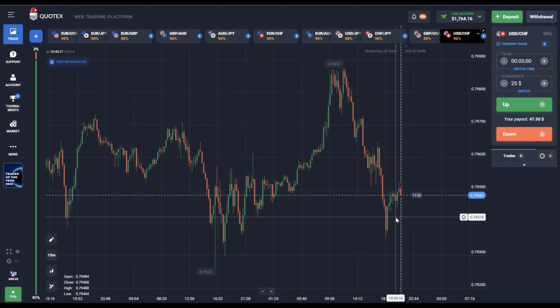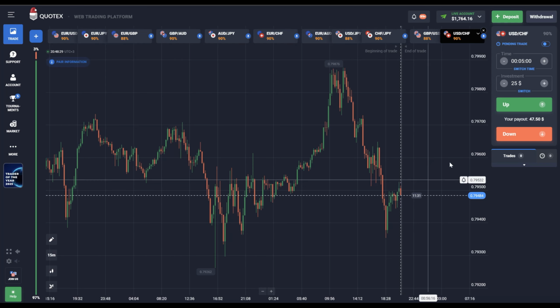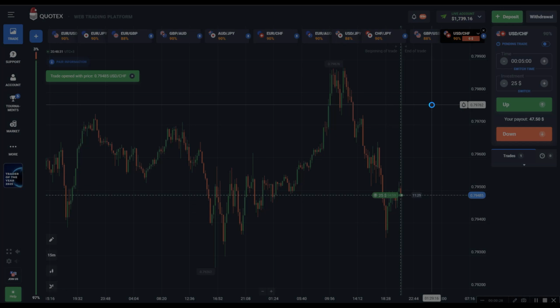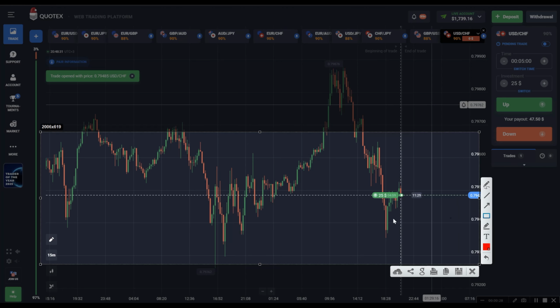Dollar, Swiss franc, we had a price drop and now the price is turning around. Let's try to open a trade for an upward movement, catch a small pullback. We have a support zone here, and from this support zone, I'll try to make a profit. There have been price reversals at this zone, so there's a high probability that the price will go up.